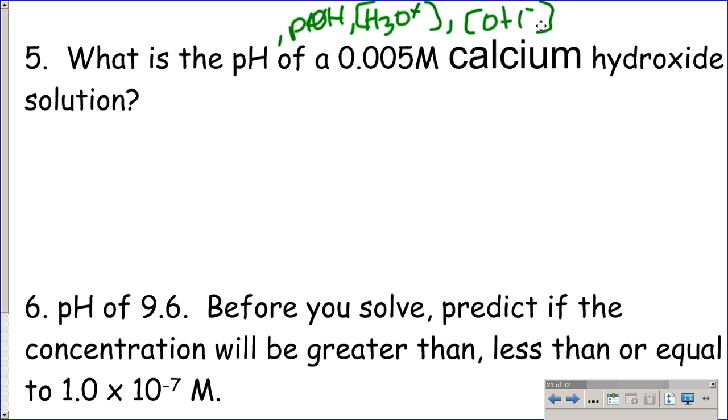Molarity of what? Calcium hydroxide. Okay, so I'm not giving you straight up one or the other. I'm giving you calcium hydroxide, which is what formula? Now, what does this give you? Hydronium? How? Because... Stop for hydronium. What's hydronium? Hydroxide. Why? How does this give me hydroxide?